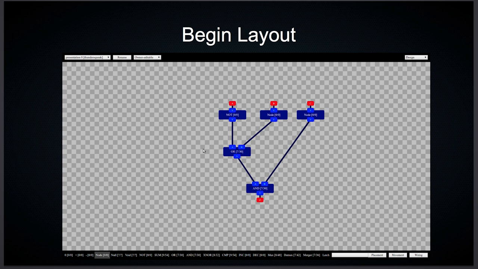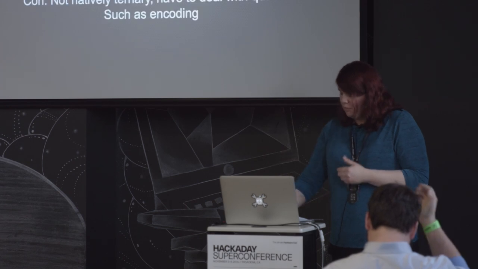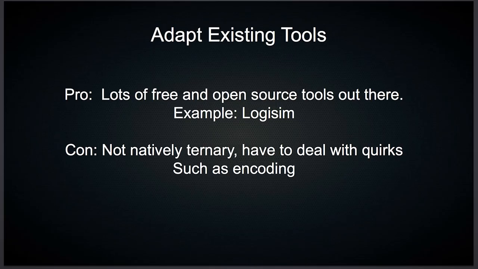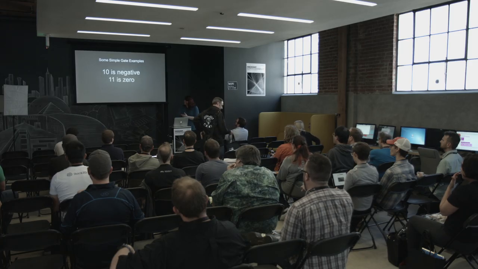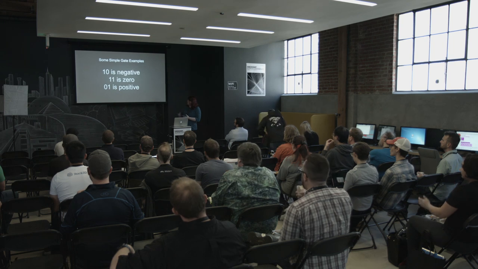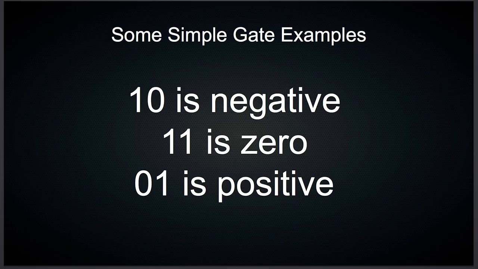But what I kind of wanted to show you more was adapting existing tools. Now, as I said before, there are a lot of open source tools out there, so that's really cool. But the problem is not a lot of them are natively ternary. So you have to deal with a few quirks, such as encoding. The best way to go about that is to encode. And in these particular examples, I'm going to use the encoding scheme where it's 1-0 is negative, 1-1 is 0, and 0-1 is positive.